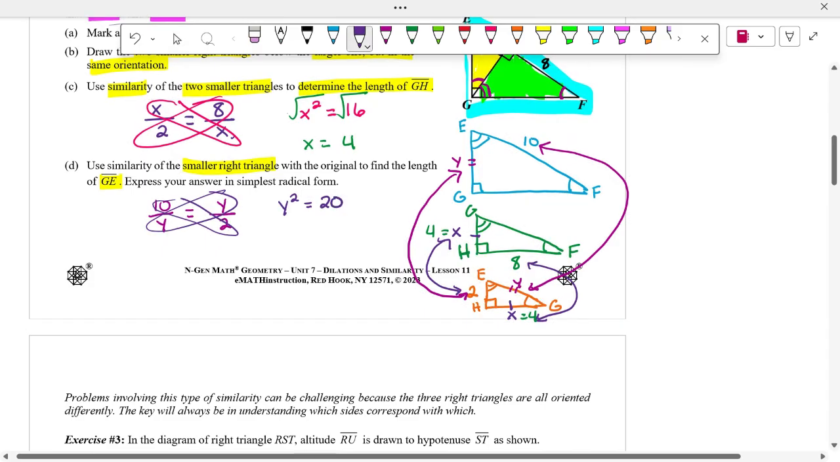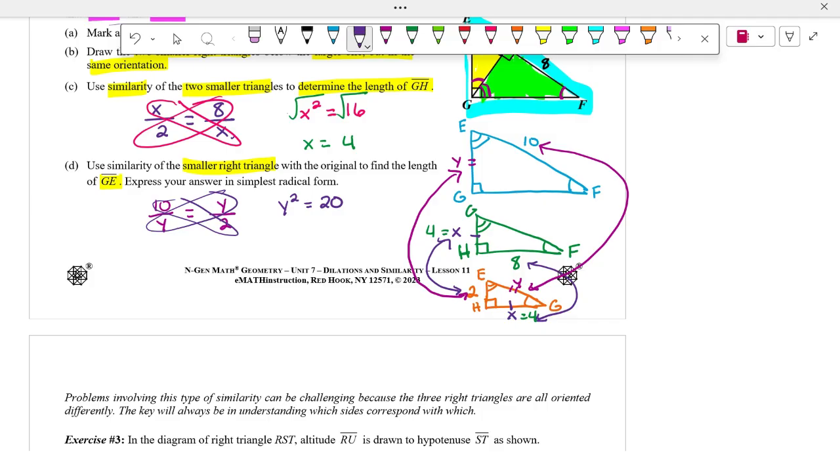20. Yes. Can you not just use Pythagorean theorem? You could, but we're just showing the proportions for right now, because you do have to be able to do these proportions. But you could use Pythagorean theorem if you have enough sides. The problem is that you don't necessarily have enough sides every time.